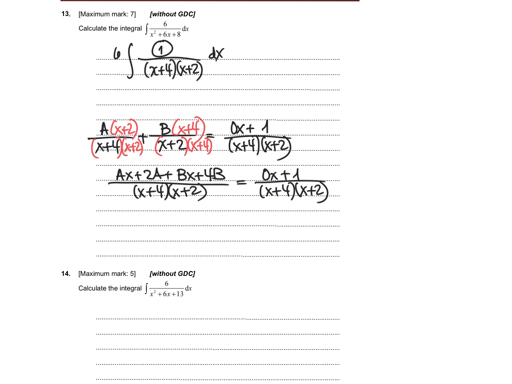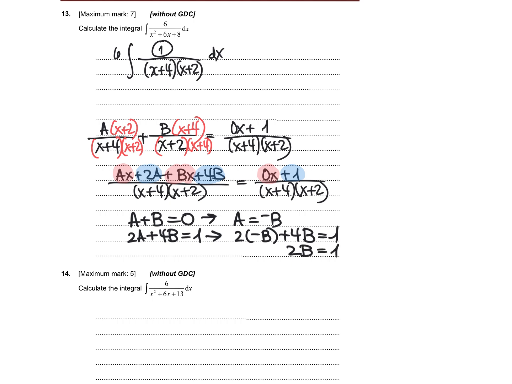And we will have the a plus b x is 0x, so we know a plus b equals 0, and we know 2a plus 4b is 1. So we can say that a is negative b, so this is going to be 2 times negative b plus 4b is 1, so negative 2b plus 4b is 2b. So b is 1/2, so that means a is negative 1/2.